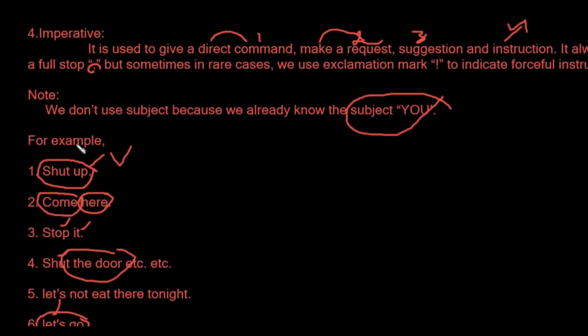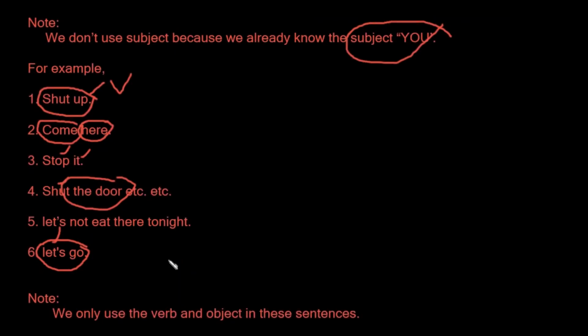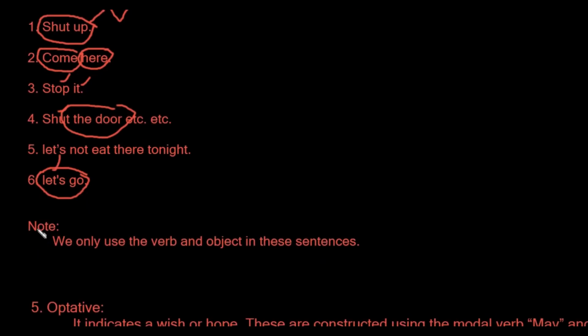So these are the imperative sentences. Remember, the simple identification of these sentences is a verb and an object, and we don't use any subject in these sentences. Sometimes only a verb is enough to give the whole meaning, just like go. Go means you should go, so it gives a complete sense. Only go is enough to give the whole meaning. Or maybe come, call, etc. Note, we only use the verb and the object in these sentences. I hope it is clear.